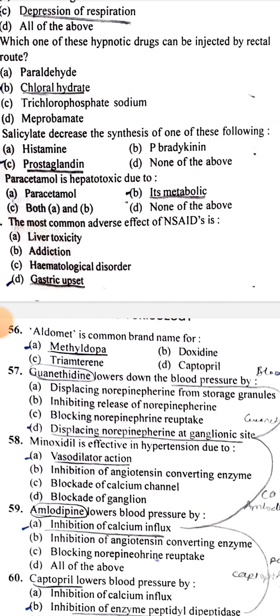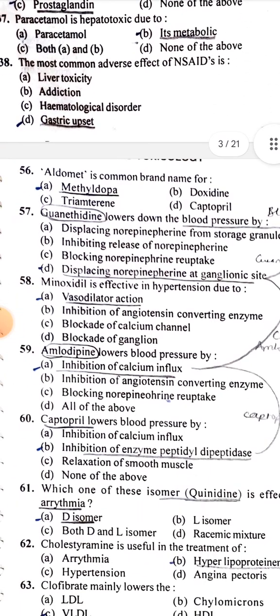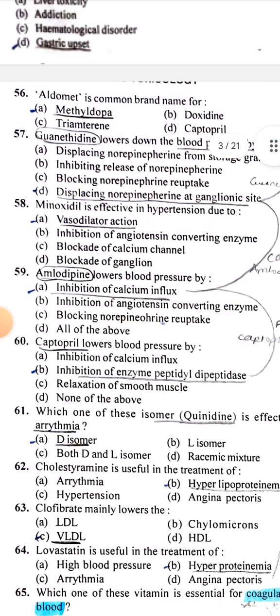Aldomet is a common brand name for methyldopa. Guanethidine lowers blood pressure by displacing norepinephrine at adrenergic neuron sites. Minoxidil is effective in hypertension due to vasodilatory action. Amlodipine lowers blood pressure by inhibition of calcium influx. Captopril lowers blood pressure by inhibition of enzyme peptidyl dipeptidase.